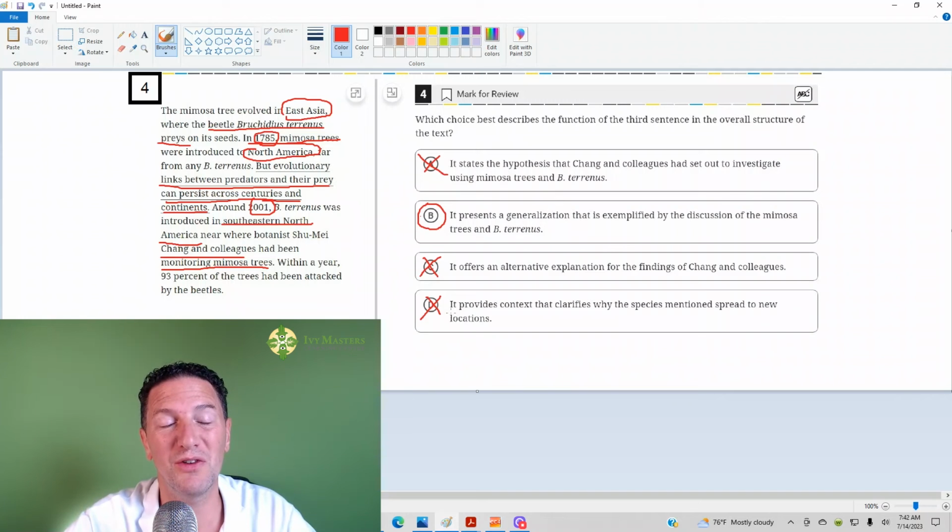You can share it with someone who has difficulty with these reading comprehension questions, the function of the text questions. Remember, you've got the main idea, that's what's being said. The function is why it's being said. It takes it one step further.